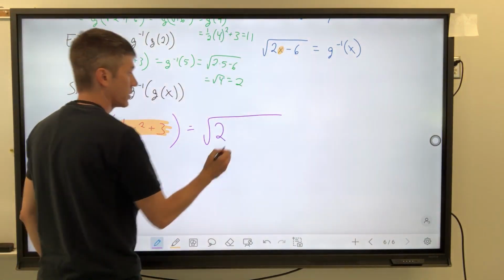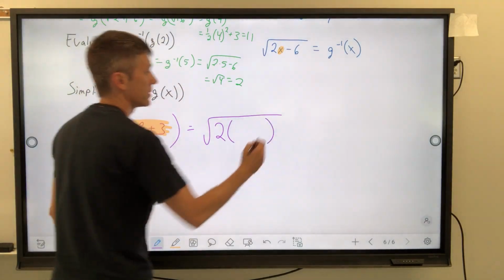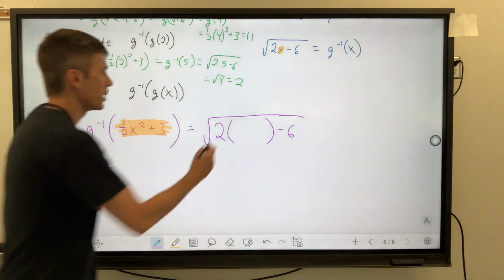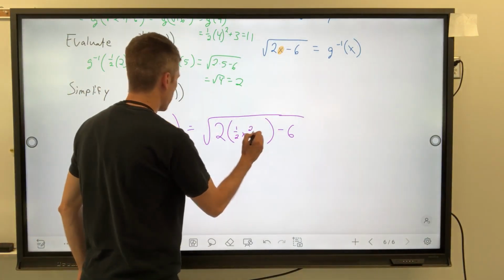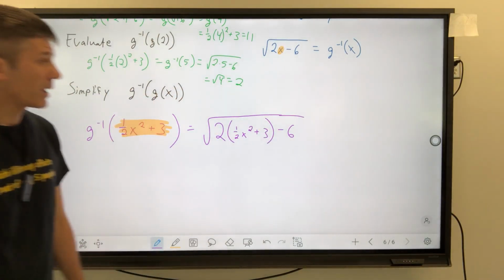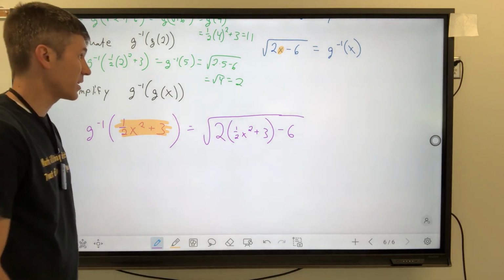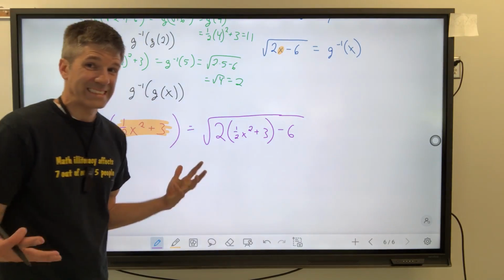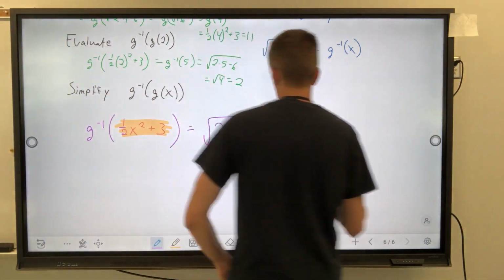So we have 2 times all of that minus 6. And when I say all of that, I mean all of that. So 1/2 x squared plus 3. And we're going to simplify this thing until we get what I hope is x. If it's not, somebody messed up. Okay, let's go.